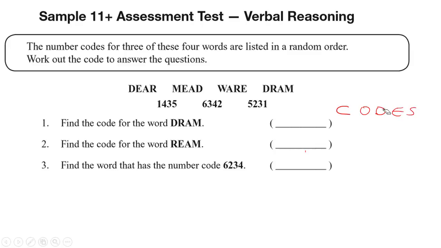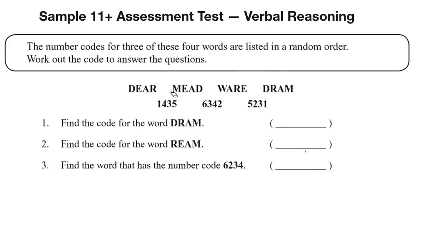Okay, so we're just going to look at questions 1, 2, 3. As I always say, the first thing you need to do is make sure you read the instructions very, very carefully. With 11 plus, you've got to read the instructions. So here it says, the number codes for 3 of these 4 words are listed in a random order. Work out the code to answer the questions.